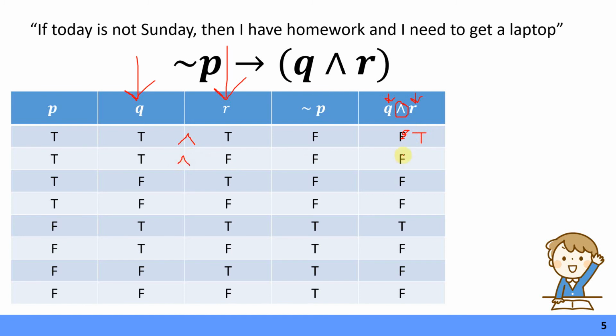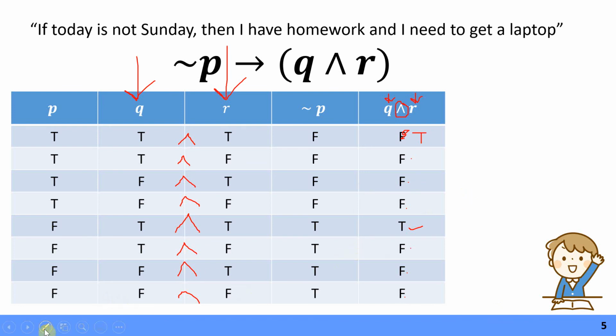True and false gives me false. False and true gives me false. False and false gives me false. True and true, which is true. True and false gives me false. False and true gives me false. And then false and false gives me false. So again, this is a big statement, but we did have to know our original truth table. So it all depends if you know what a conjunction means, if you know what a negation means.